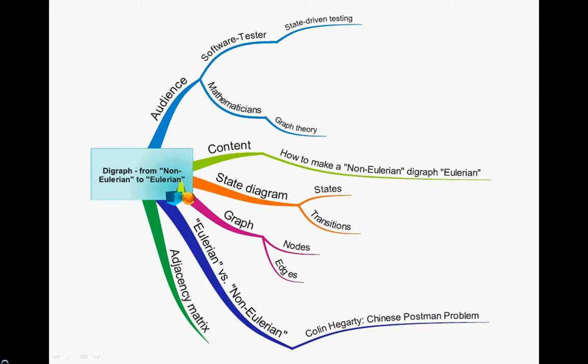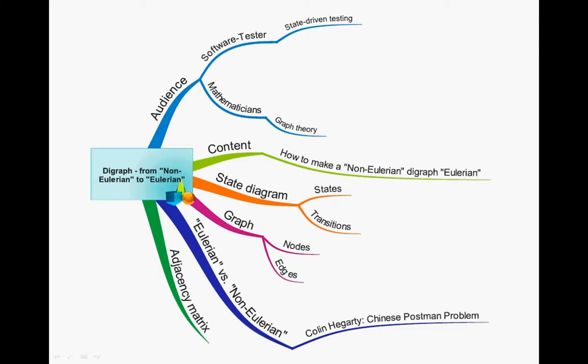Why am I talking about graphs and state diagrams at the same time in this video? For a tester, a state diagram consists of certain states which describe the behavior of a system and the possible transitions of a system. For a mathematician, a graph consists of nodes and edges, which are also called vertices. In the case where the edges in a graph have a direction, we may speak of directed arcs, and the graph is called a digraph.